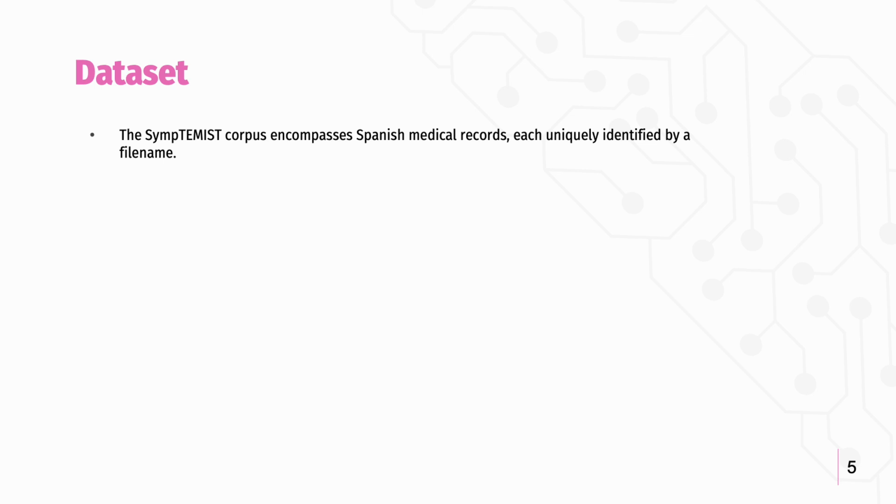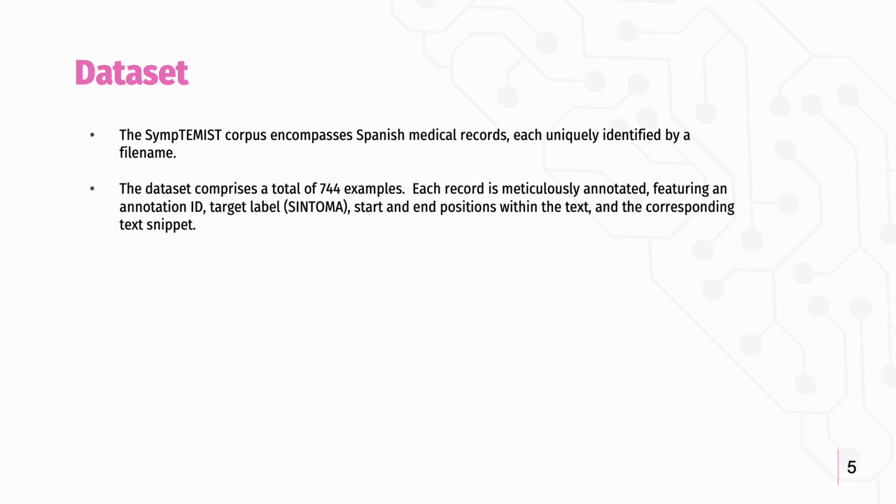We explore the SympTEMIST dataset, which has 744 Spanish medical records. Each of them is uniquely identified by a file name. In each record, we have 5 features. The first one is the annotation ID, which uniquely identifies each text in that file. We also have the target label, symptom, start and end positions, and finally the corresponding text snippet.